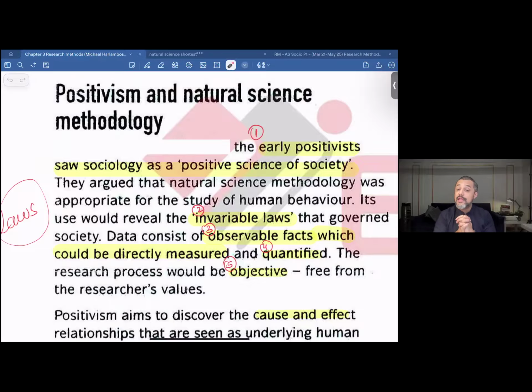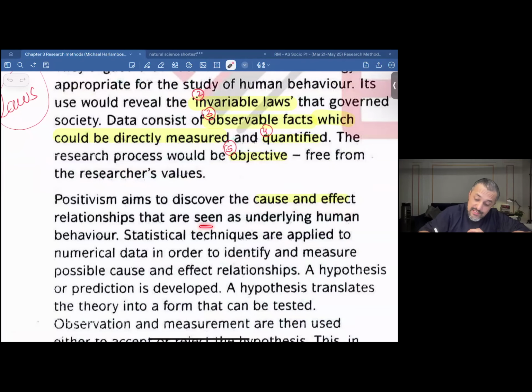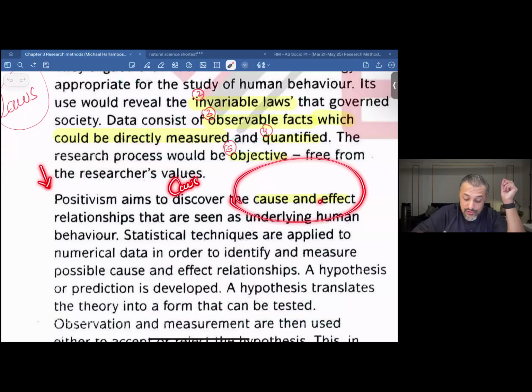Natural science methods can be used in sociological research. Positivists aim to discover the cause and effect relationships that are seen as underlying human behavior. Positivists claim that just like in science you figure out causal relationships. Causal relationships come from the word causation. This word causation comes from the word cause. Now, from the word cause comes the word causation, or causal relationship, or cause and effect relationship.